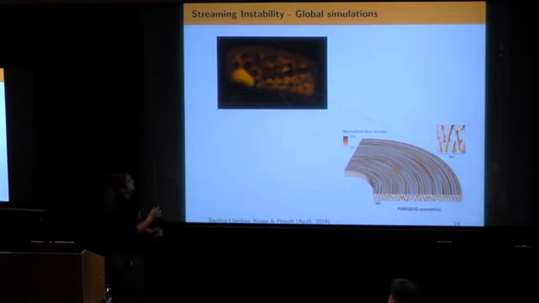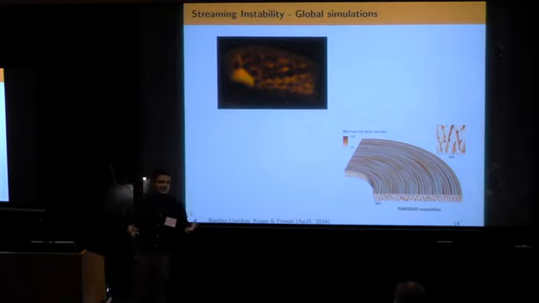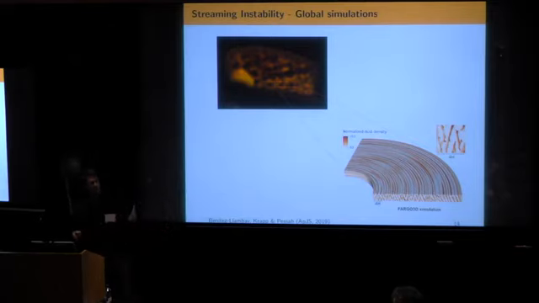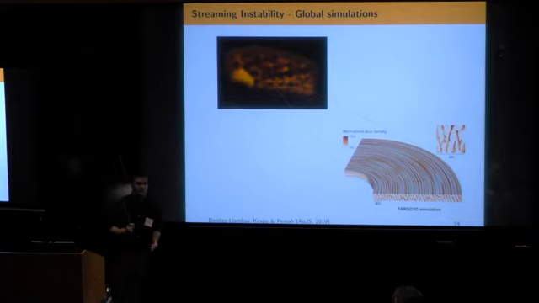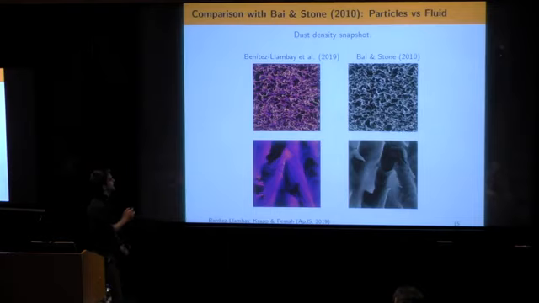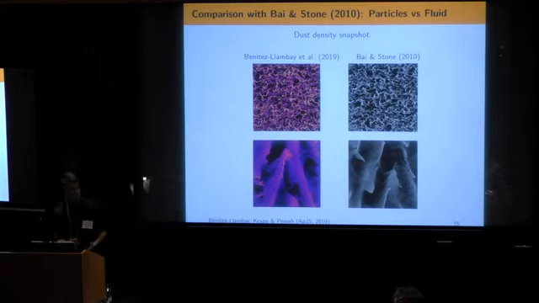But that being said, we can still study the nonlinear evolution of the streaming instability and compare our results with results obtained with particles, for example. So in that sense, we are doing an exercise trying to validate the approach of treating dust as a pressure-less fluid against treating dust with particles. The streaming instability provides us a very well-defined problem to do that comparison. So we did that, and we compared our results with previous ones obtained by Bai and Stone in 2010, based on previous results by Johansen and Youdin from 2007.